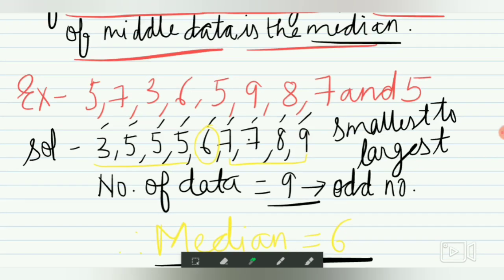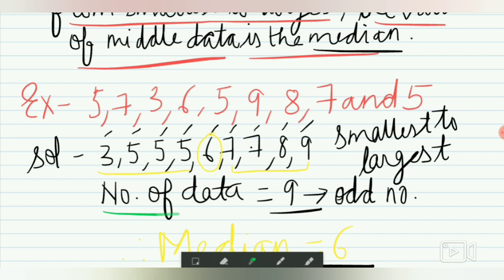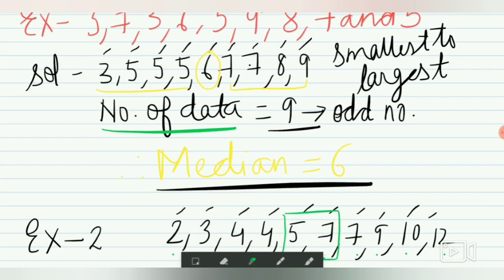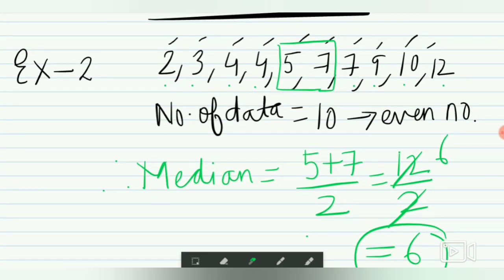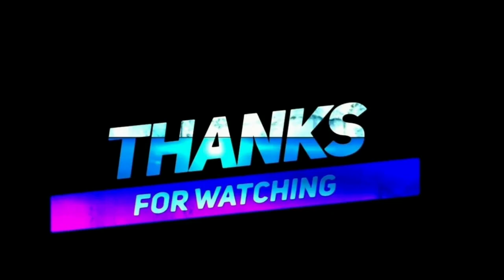When the number of data is odd, then the middle term is your answer, but it will come only when you have arranged the data first. This is the first step you have to remember. And second, when the number of data is even, then you have to take the middle two terms, add and divide by 2, and you will get your median.